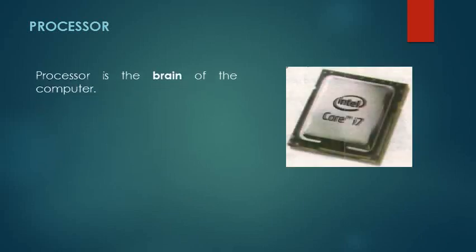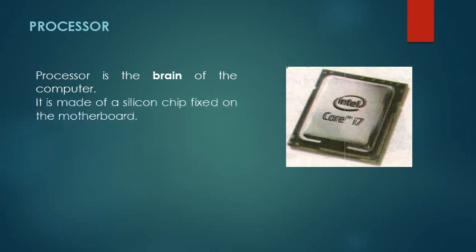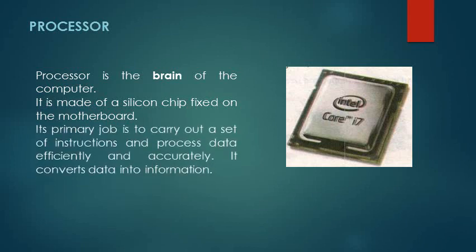Our next device is processor. Processor is the brain of the computer. It is made of a silicon chip fixed on the motherboard. Its primary job is to carry out a set of instructions and process data efficiently and accurately.